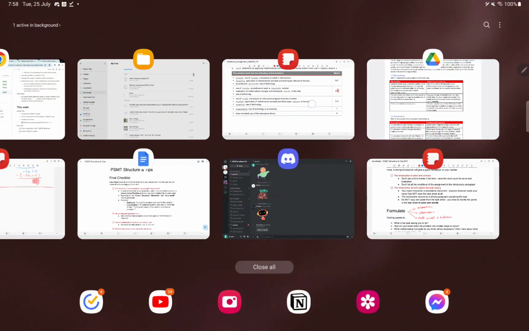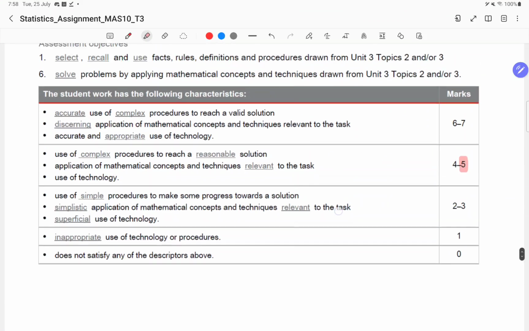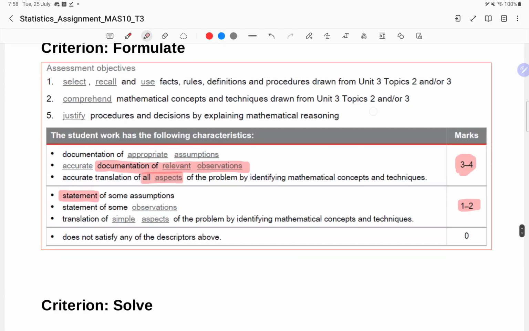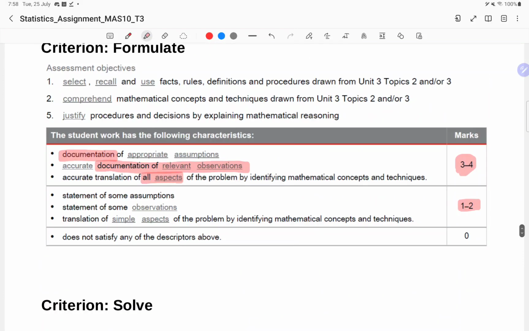Because that's what the criteria sheet is about. The criteria sheet for formulate is just: are you giving documentation, and are you identifying all the mathematical concepts and techniques correctly? Accurate translation of aspects of the problem by identifying mathematical concepts and techniques. So again, this is the part where every student will be a little bit different. But you need to look at the criteria sheet, look at the highest marks, and look at the keywords in the criteria sheet.